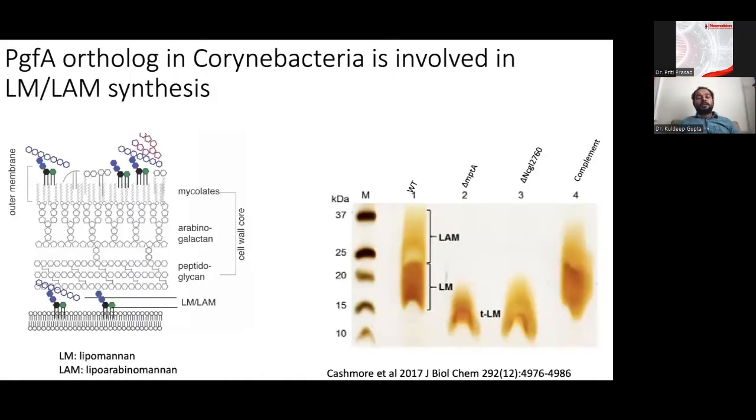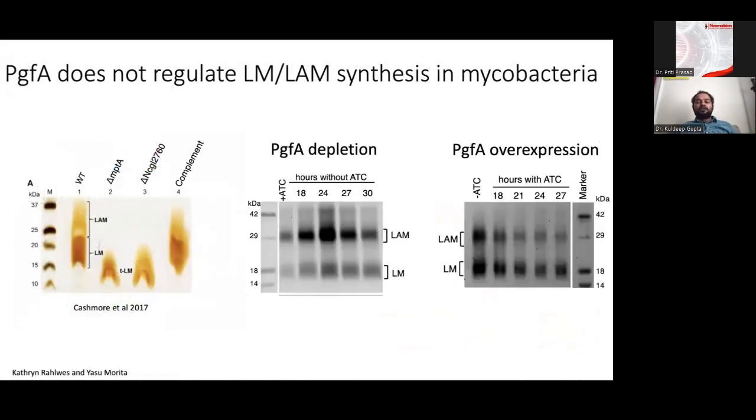So Corynebacteria are a close relative of Mycobacteria, and PGFA has an ortholog or homolog in Corynebacteria that is involved in LM-LAM synthesis. So we wanted to see if PGFA also regulates LM-LAM synthesis, and what we found, in fact, is that PGFA deletion does not abolish LM-LAM synthesis. Rather, it only regulates the level of their synthesis.